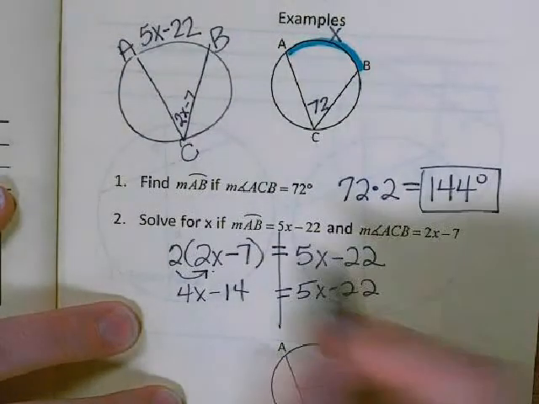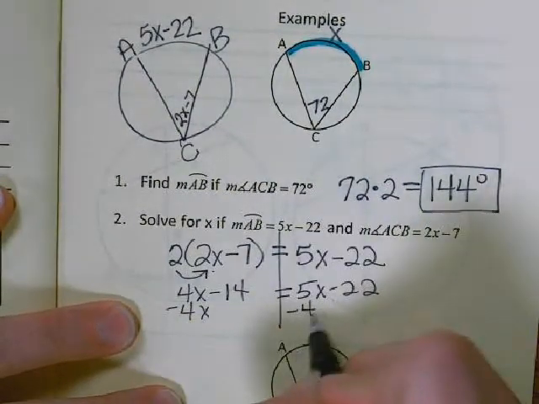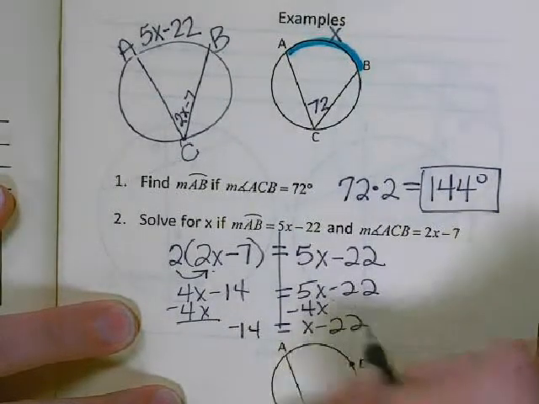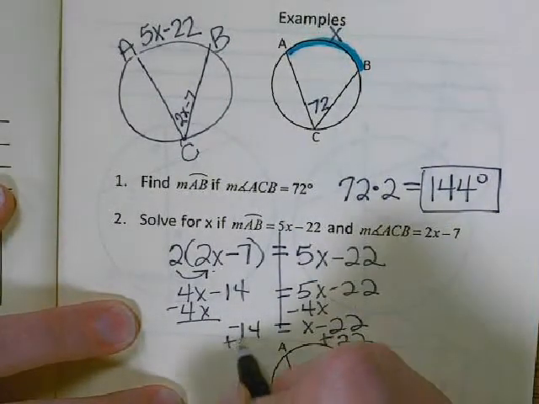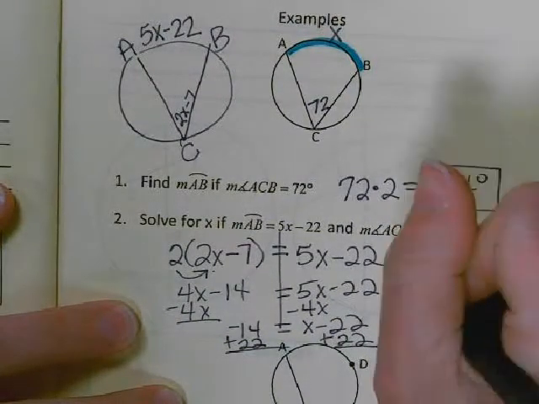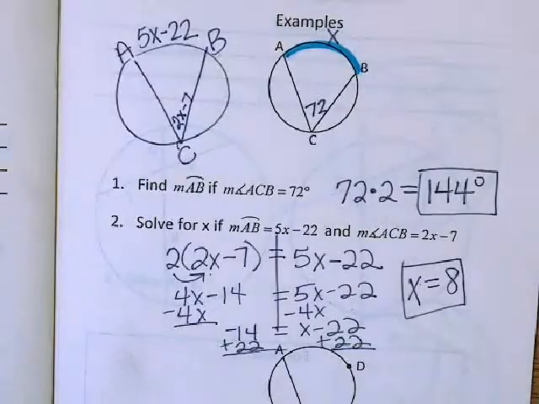Find the x's, which are over here. So subtract 4x from both sides. And then add 22 to both sides. So x equals 8. Okay?